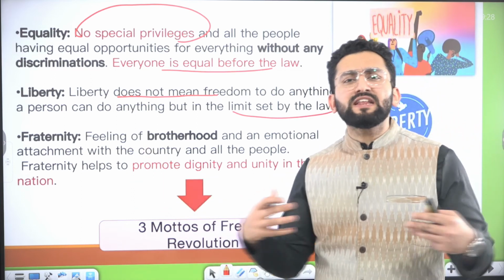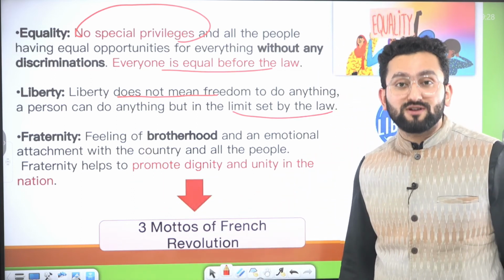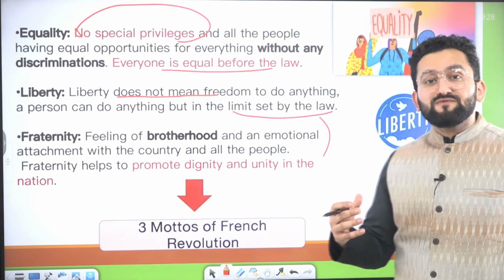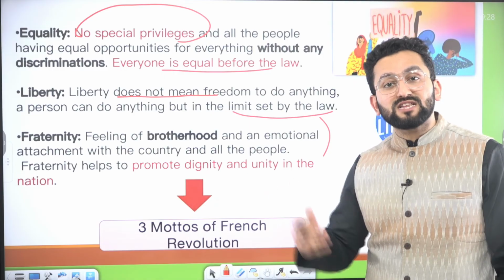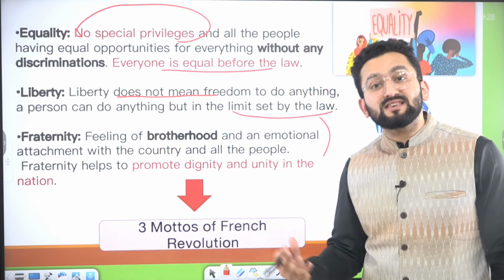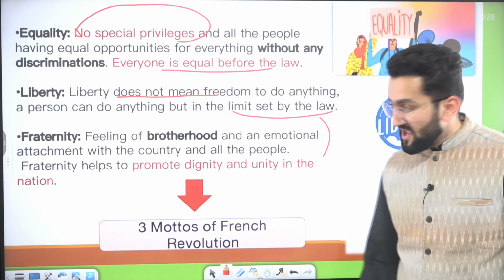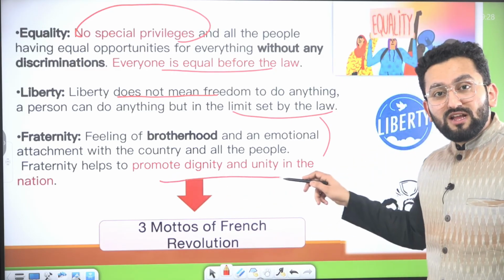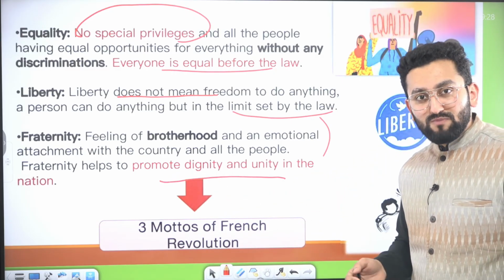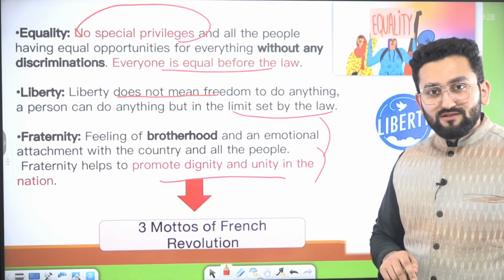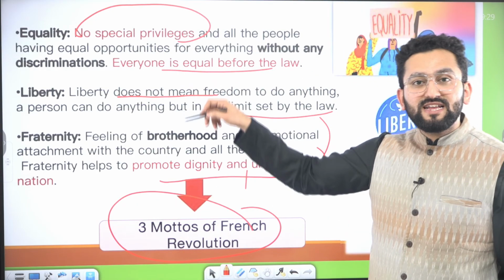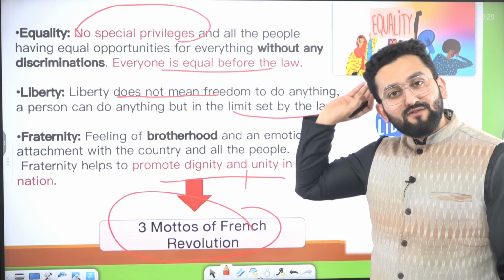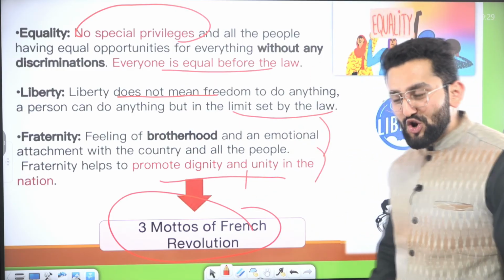Fraternity means feeling of brotherhood. It is also equally important. This way we can actually have support of one another, and support of one another is necessary aspect of any society. And this can be done when we promote dignity. That's how brotherhood is going to happen, right? Unity of the nation. So these are the three mottos of French Revolution: liberty, equality, fraternity, given by famous political thinker Rousseau.